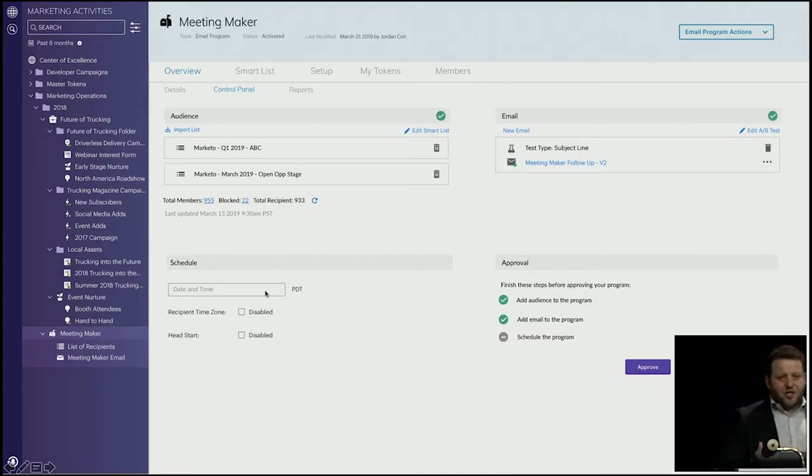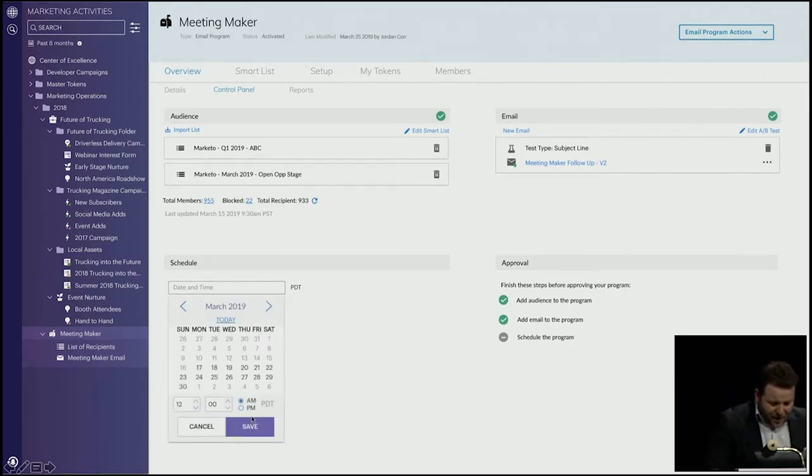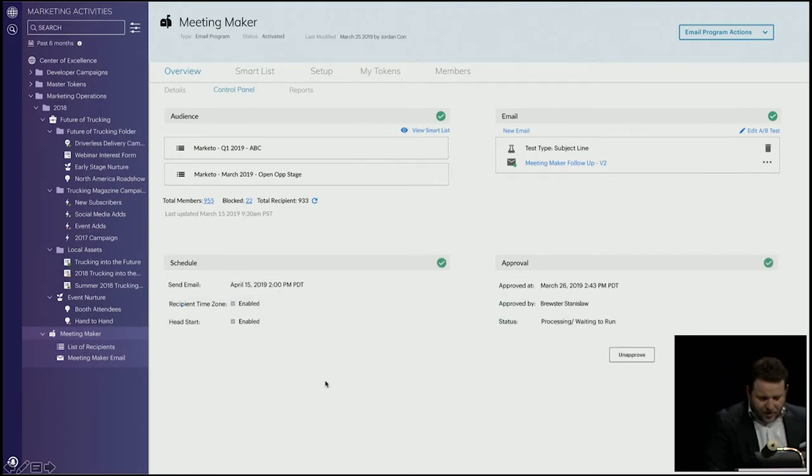And we know it's a multi-channel campaign, so we want that email to hit after we've sent the direct mail. We want to make sure we properly sequence that. So we'll come in here, we'll schedule this campaign, and boom, there it is.